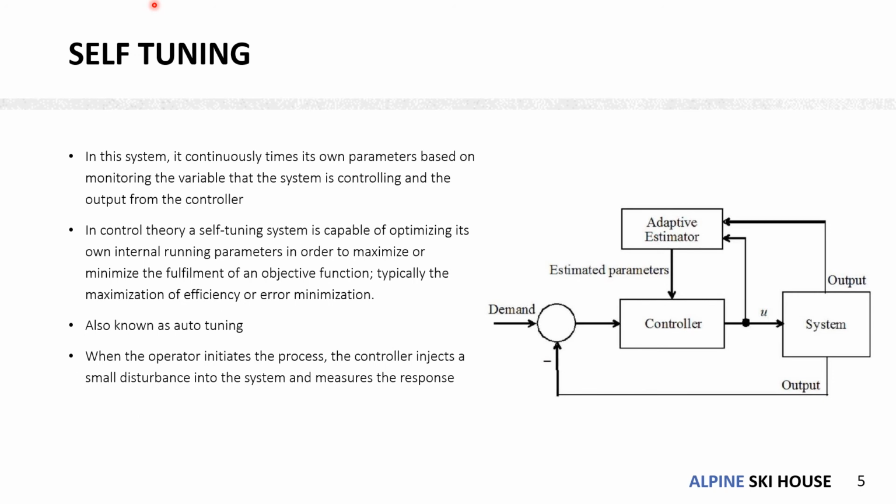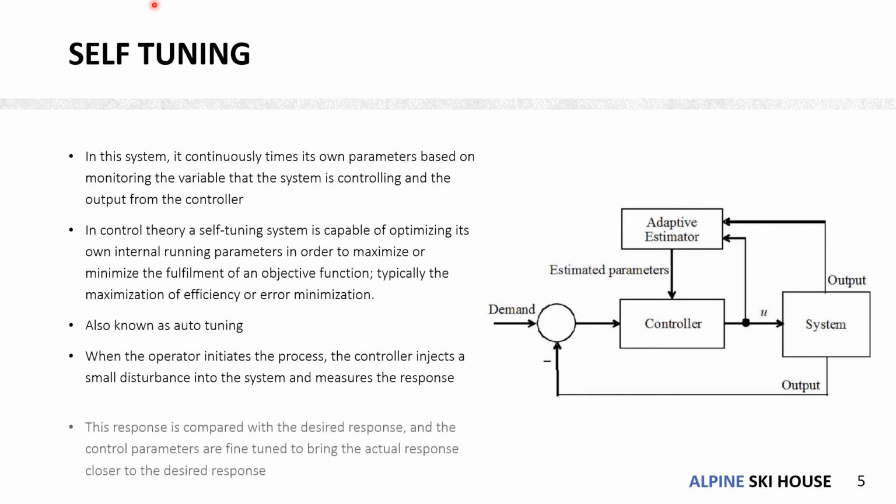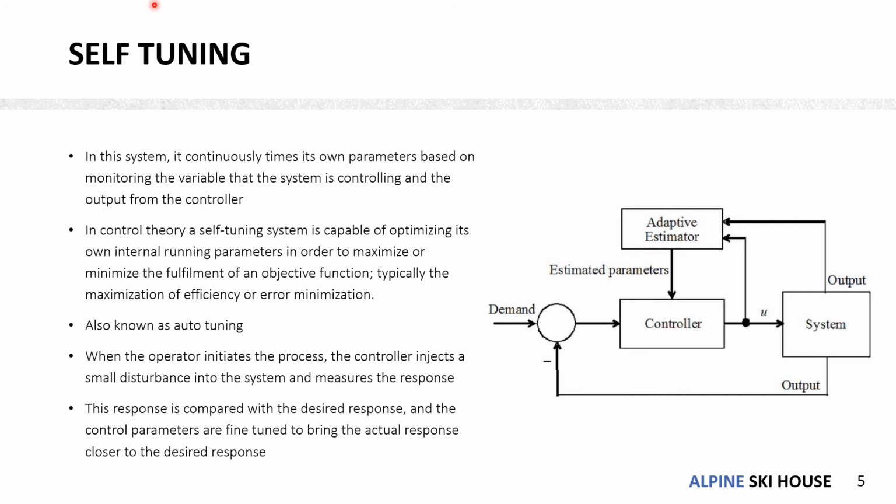When the operator initiates the process, or when the process starts, the controller injects a small disturbance or a small input into the system and measures the output response. This response is compared with the desired response, and the control parameters are fine-tuned using the adaptive estimator to bring the actual response close to the desired response. In this way, the desired response is obtained by manipulating the input variables using the adaptive estimator.